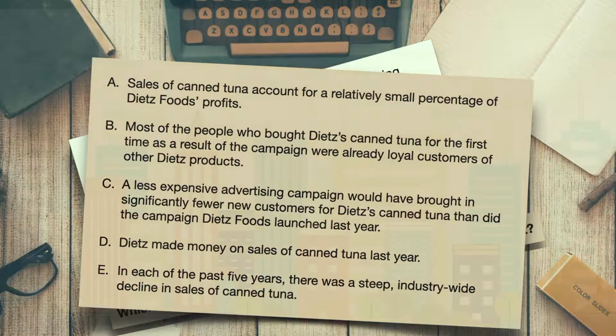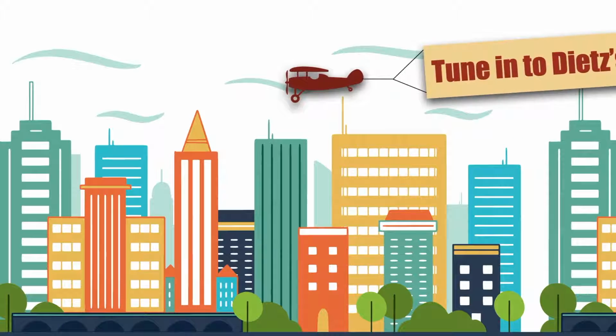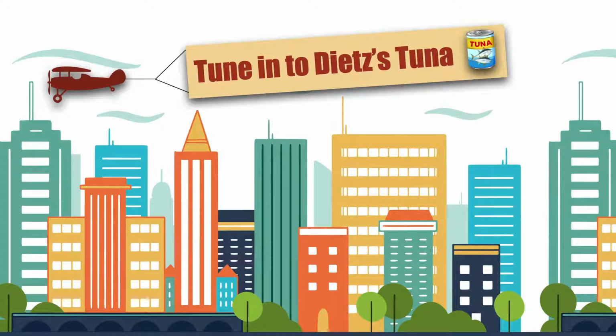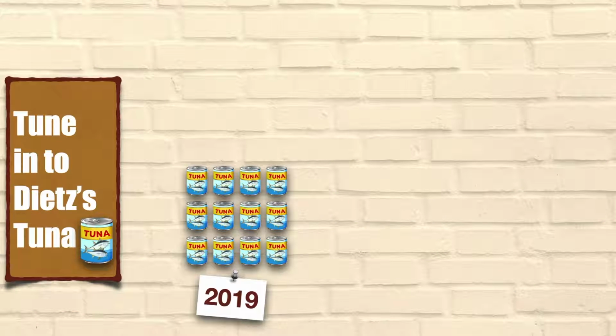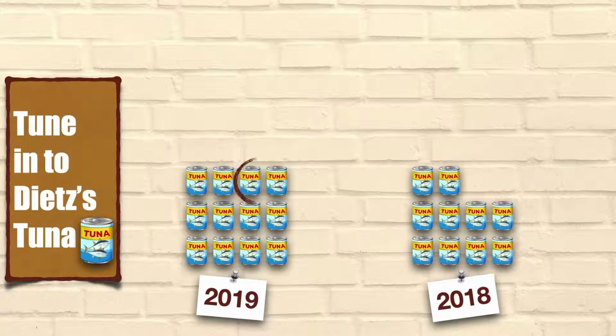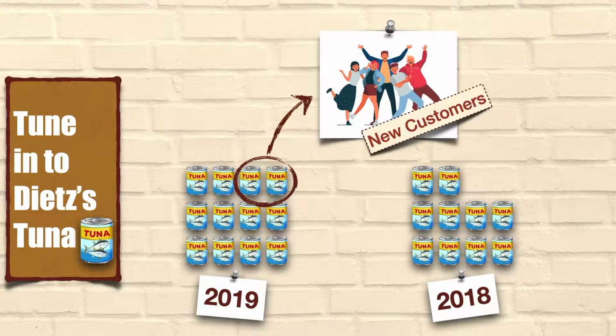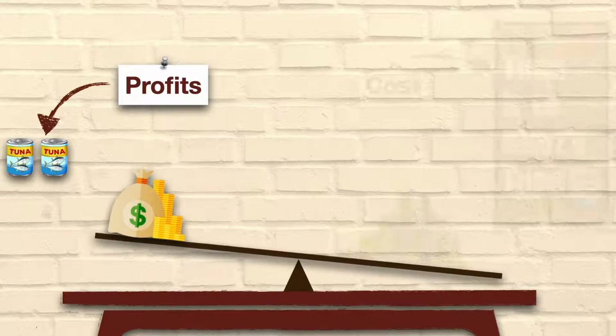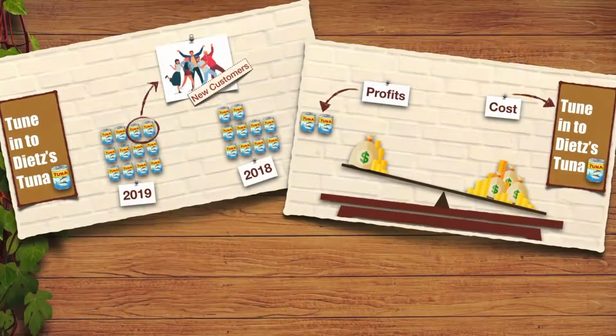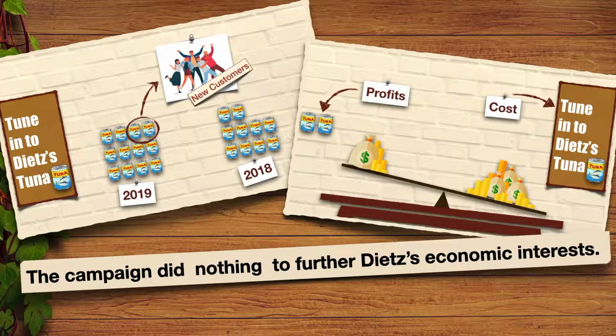Let's break it down. According to the argument, a year ago, Diet Foods launched a year-long advertising campaign for its canned tuna. Last year, it sold 12 million cans of tuna compared to the 10 million it sold the previous year. The extra 2 million that it sold was because of new customers that the ad campaign brought in. Now, profits from the additional sales of those 2 million cans, however, were substantially less than the cost of the advertising campaign. So, on the basis of these details, the argument comes to the conclusion that the ad campaign did nothing to further the company's economic interests.